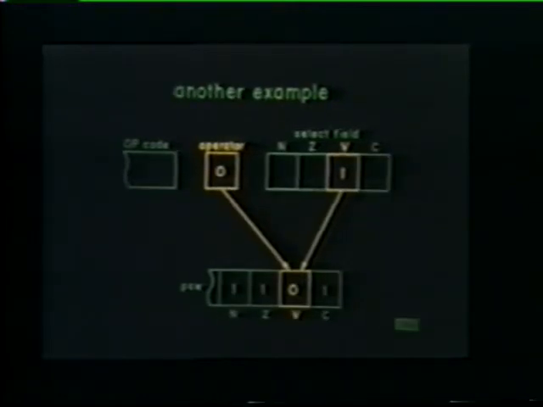In this example, we have selected the V bit for use, and the operator indicates a clear operation. Therefore, this instruction clears the V bit in the PSW. Now, we could name this particular instruction. Its function is to clear the V bit, so we could call it the clear V bit instruction and assign it the mnemonic CLV. We can then do the same thing with the set function. We call this instruction set the V bit, or SEV.